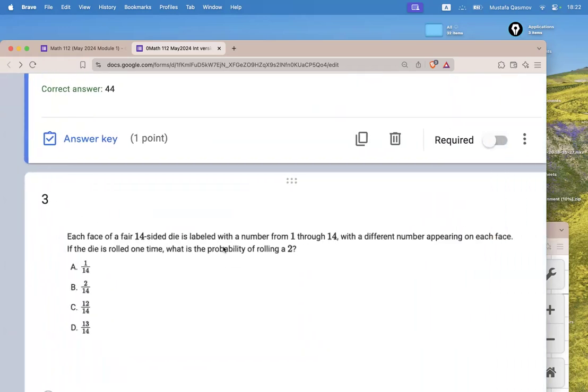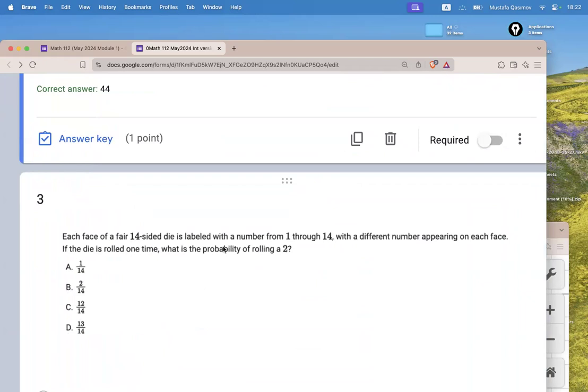Okay, this one. What's the probability of selecting 2? It is 1 over 14 because we have 14 different outcomes and we need only 2, which is 1.